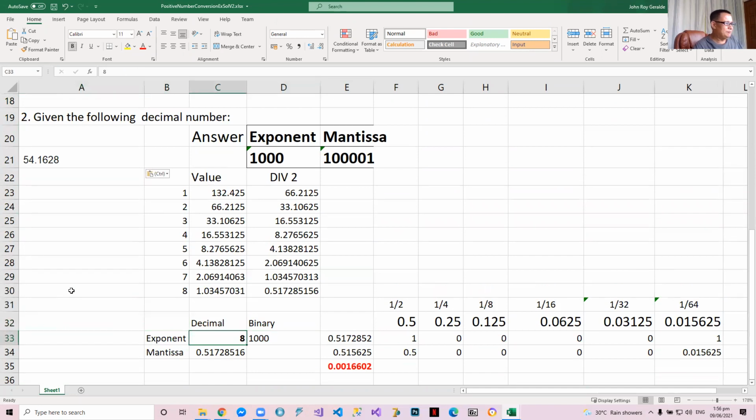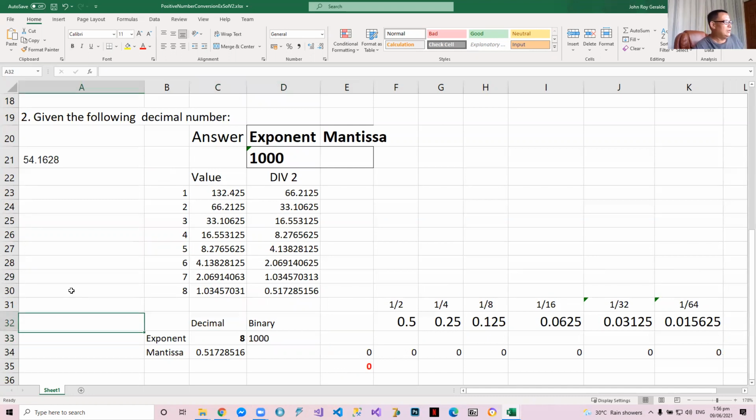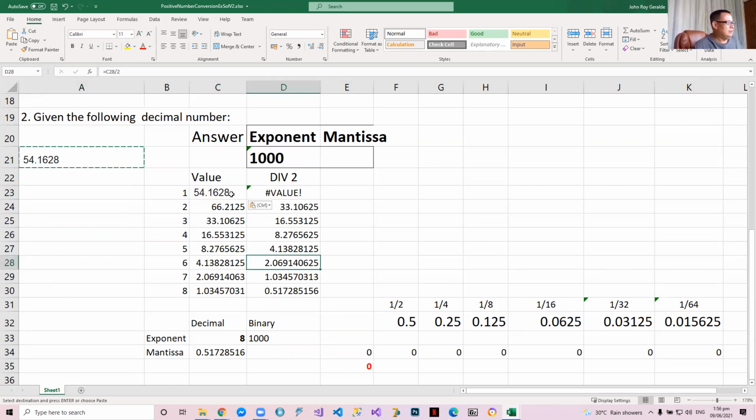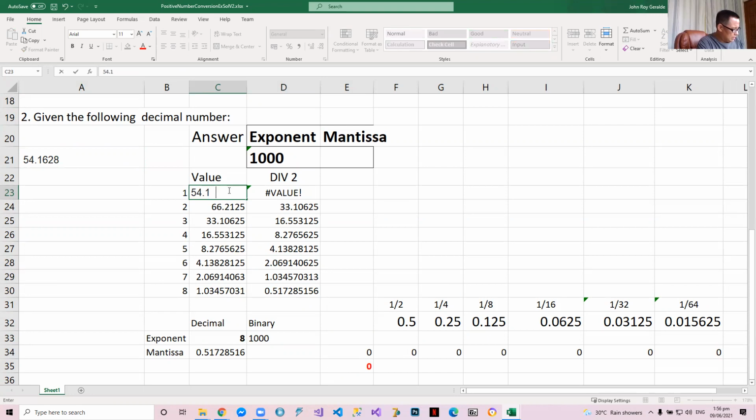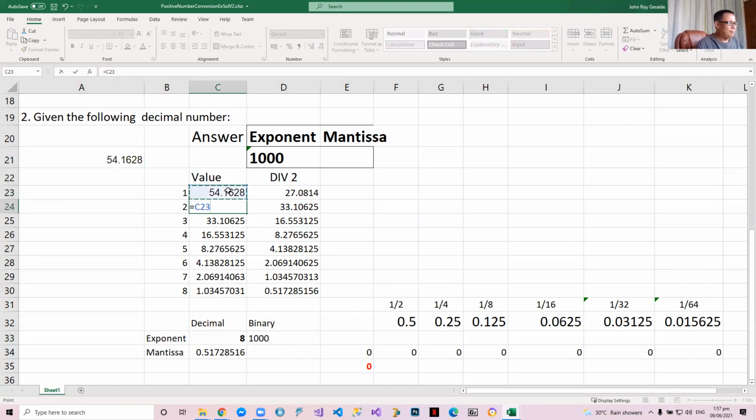Okay. Erase everything first, except we will not erase the formulas. We'll erase the marks. Okay, do you follow? Now this is 54.1628. Just copy this. That's a string, so we'll have to retype 54.16. Can we just do an equals here? So that we can just copy this.